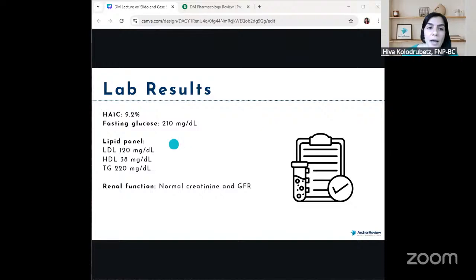Labs come back, A1C 9.2%. We're not surprised, right? His fasting blood glucose levels are high. That's pretty on point. And then his lipid panel, LDL 120, that's high. HDL, not high enough at 38. Triglycerides 220. So it's really painting the same picture. He's sedentary, eating a high caloric diet, and we need to work on weight loss.